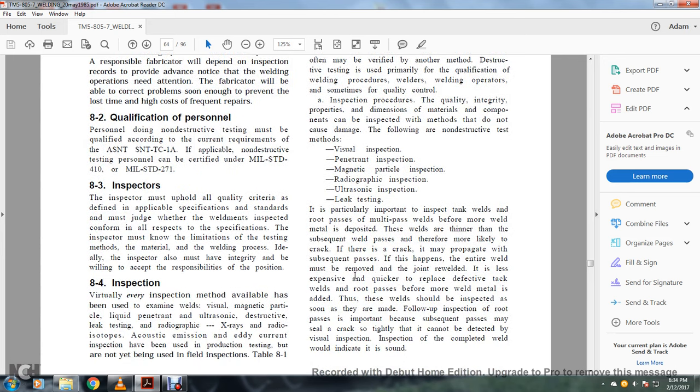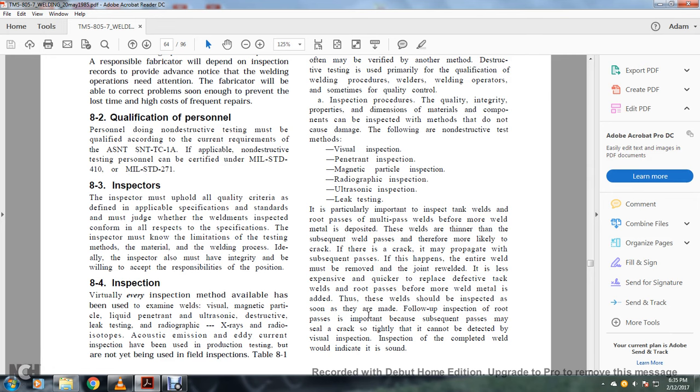It is practical to inspect the tack welds and the root pass of multi-pass welds before the weld material is deposited over these metals, because with the subsequent weld passes, they are likely to crack. If there is a crack, it may propagate with the subsequent pass. If that happens, the entire weld must be removed and the joint re-welded. It is likely expensive and quicker to replace the defective tack welds and root passes before the weld material is added. These welds should be inspected as soon as they are made.